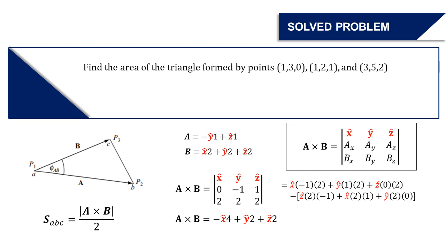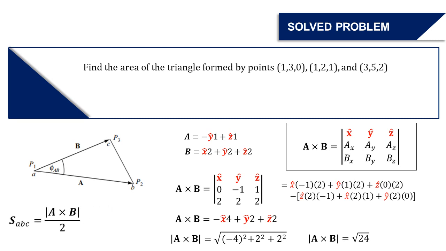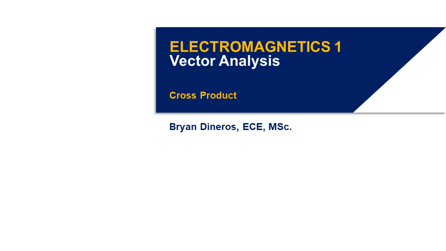Hindi pa dyan natatapos kasi kailangan natin kunin yung kanyang magnitude. And the magnitude is equal to the square root of the sum ng squares ng kanyang mga components. Okay? So, the magnitude of the cross product is equal to square root of 24. Okay? So, dahil meron na tayong cross product, pwede na natin makuha yung surface area ng ating triangle. And that would be equal to the square root of 24 over 2 square units. Okay? So, that's it.